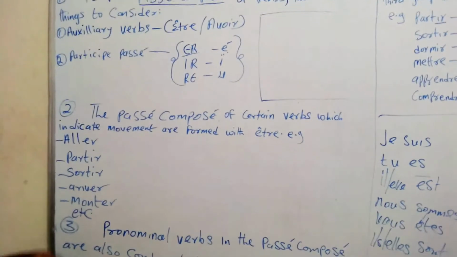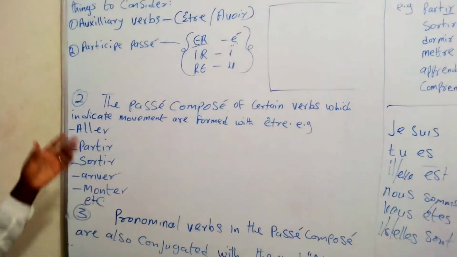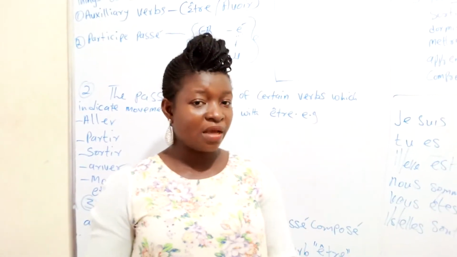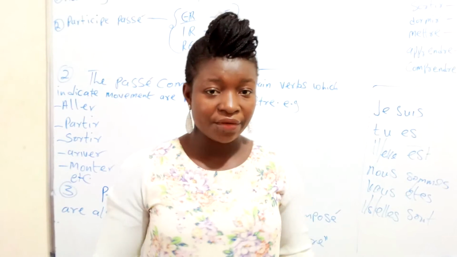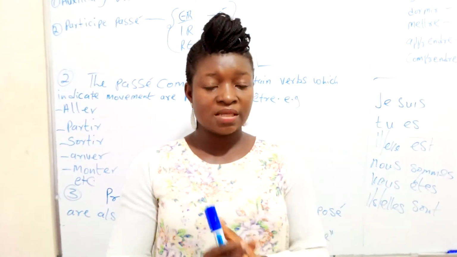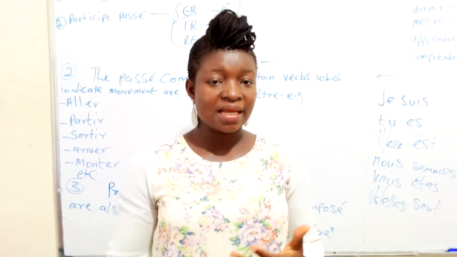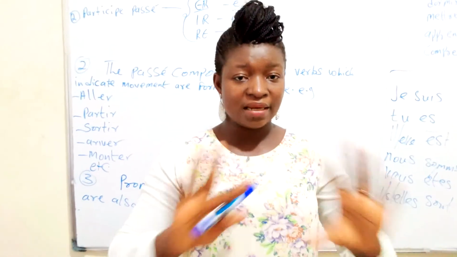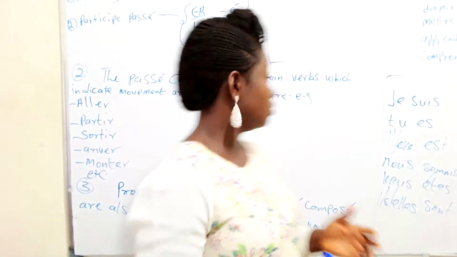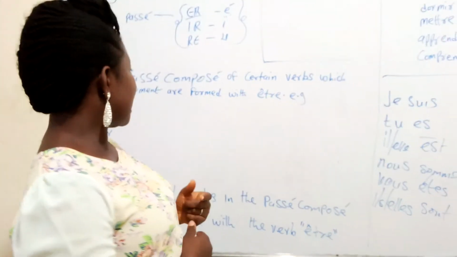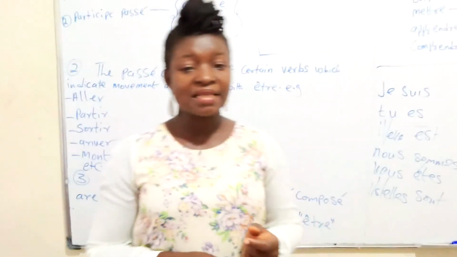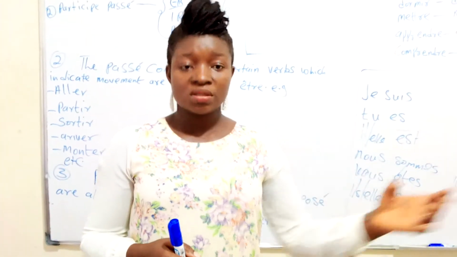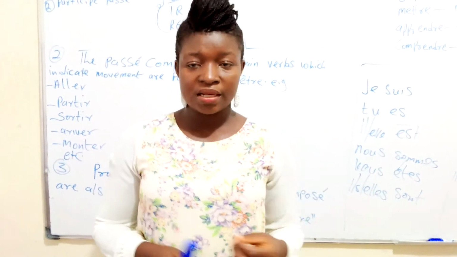The next thing you're looking at is that the passé composé of certain verbs which indicate movement are formed with être. We are going to look at verbs that take être as their auxiliary verb. We are still on how to form this passé composé. Next week we will look at examples and examples and examples, and then see the passé composé in full and in a dialogue. For today, let's continue by looking at verbs that have être as their auxiliary verb. Like I said, some verbs take être as their auxiliary, but most verbs have avoir as their auxiliary verb.